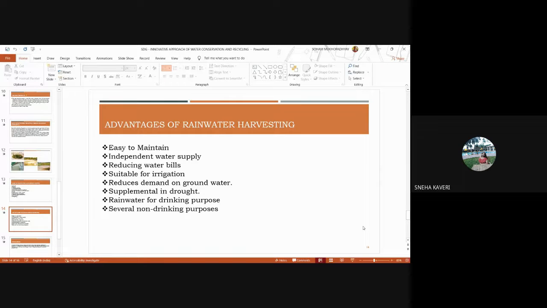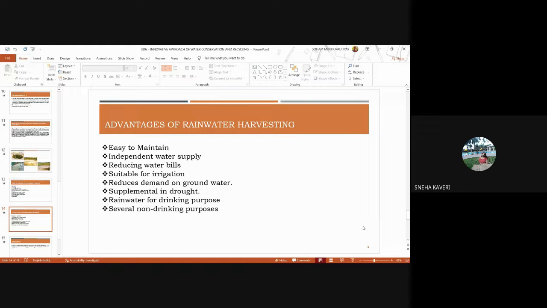The second one is independent water supply. Rainwater harvesting provides an independent water supply where clean water is costly or difficult to come by. Rainwater harvesting is a critical source of clean water and increases the quantity of potable drinking water available. In developed countries, rainwater is often harvested to use as a supplemental source of water rather than the main source.